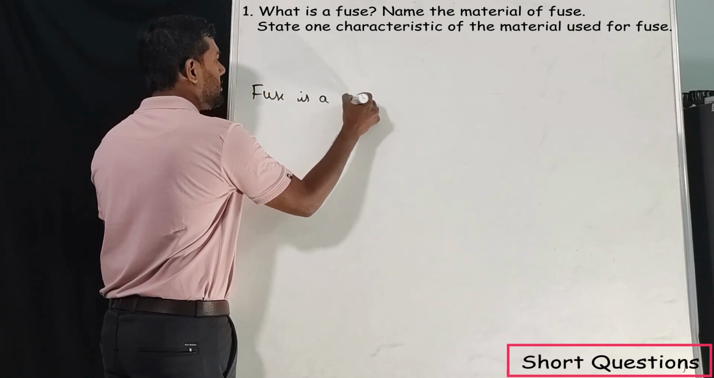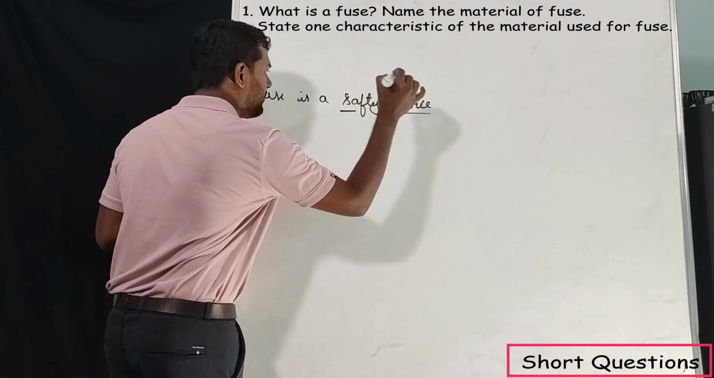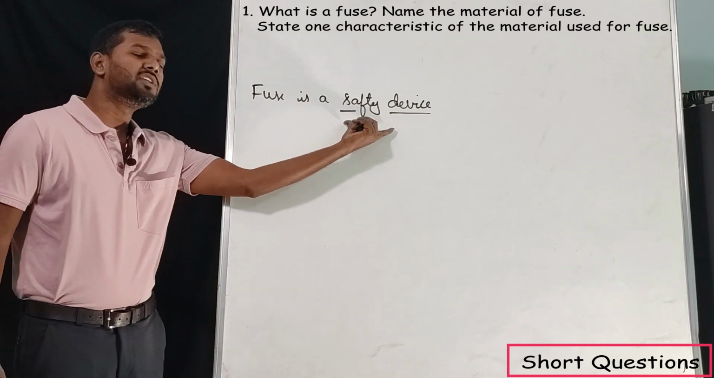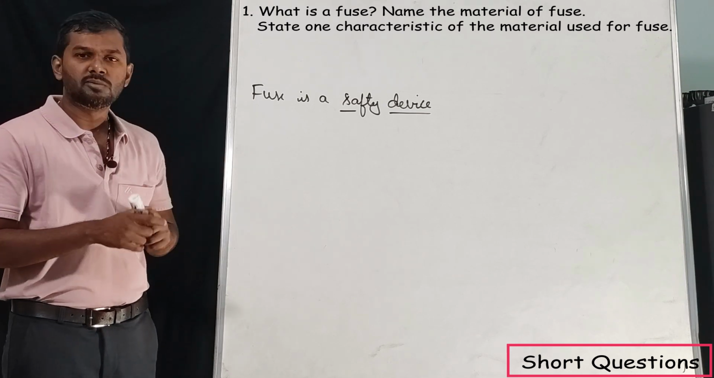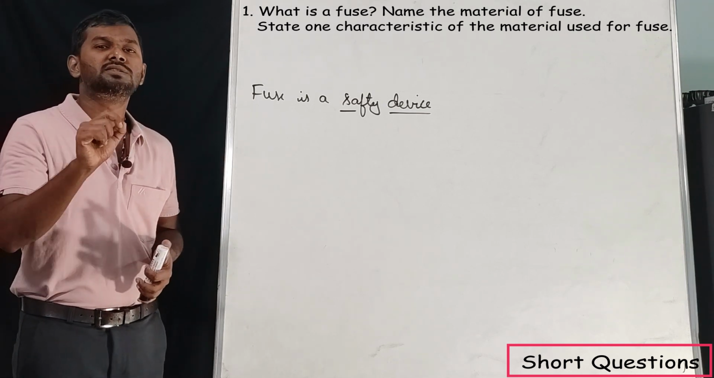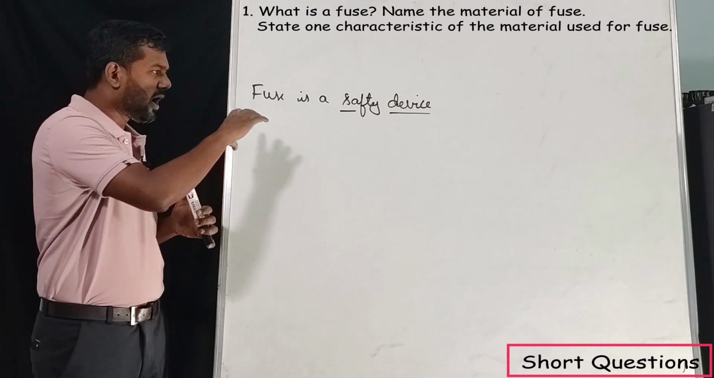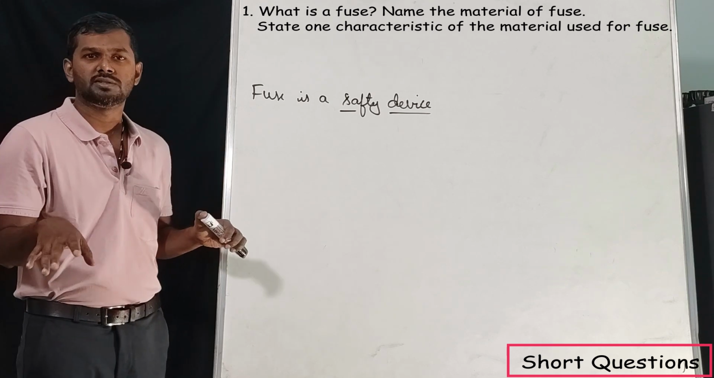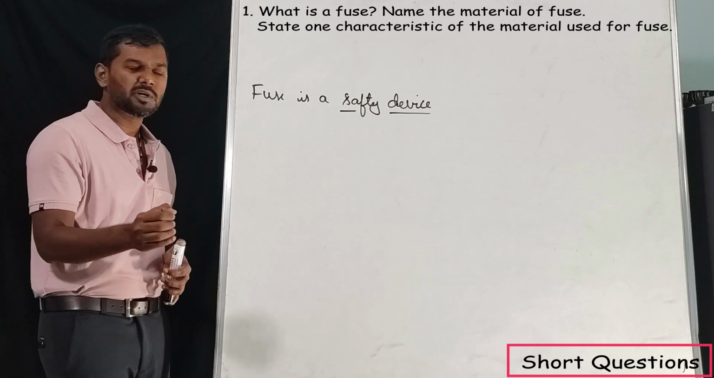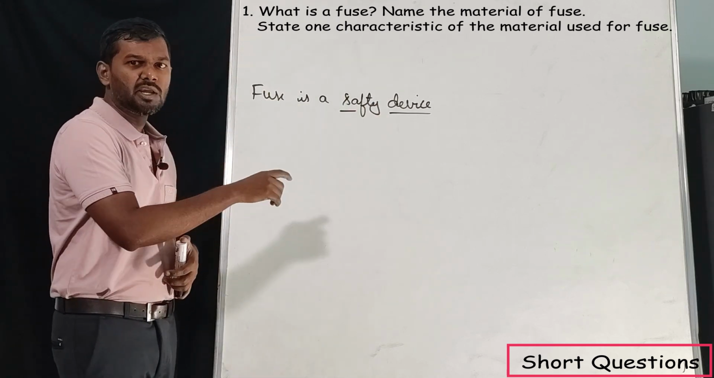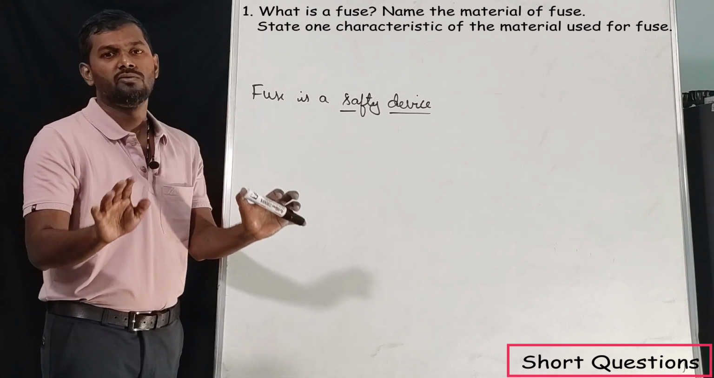Fuse is a safety device. See, this is the keyword. If this word is not there while writing the definition, definitely you will not get marks. When it comes to all the definitions in physics, there are some keywords. We will only look for those keywords. If those keywords are there, with a proper sentence, that is enough for us. You don't have to write exactly what is there in the textbook. For us, the keyword is very important. Using the keywords, if you form a normal English sentence, any sentence is fine.